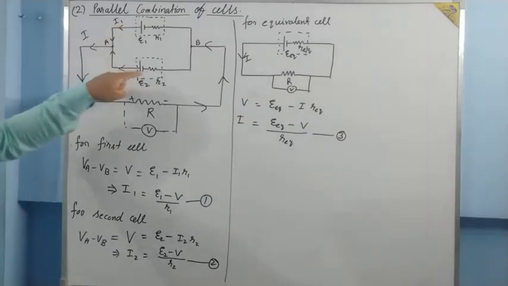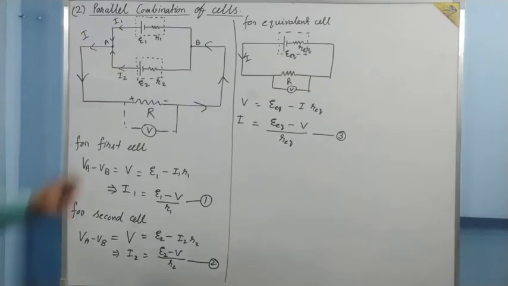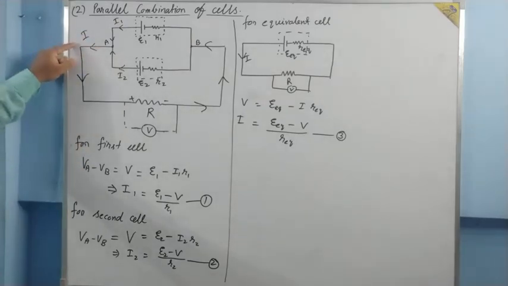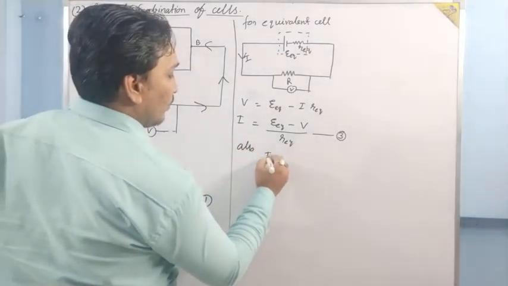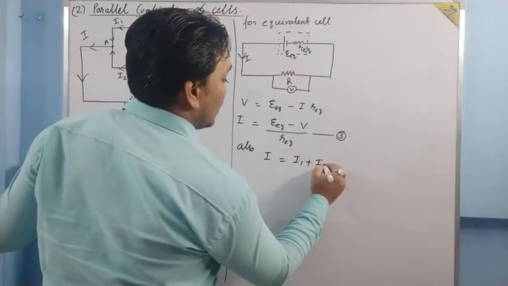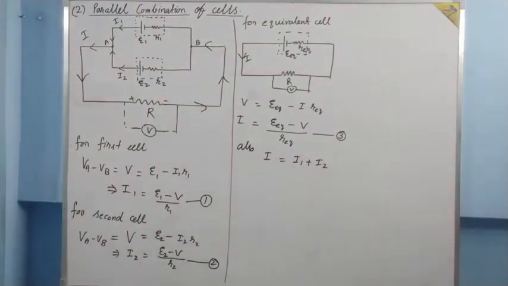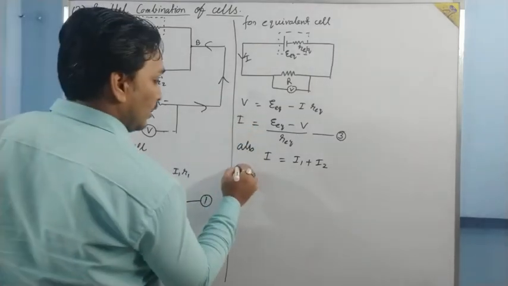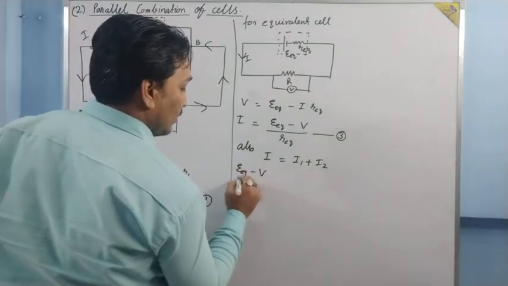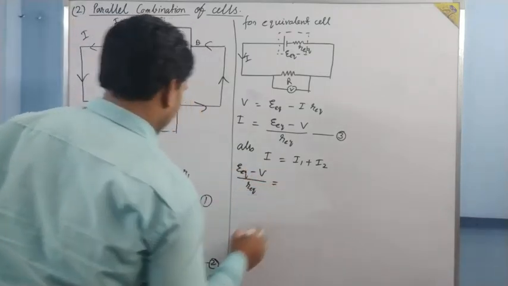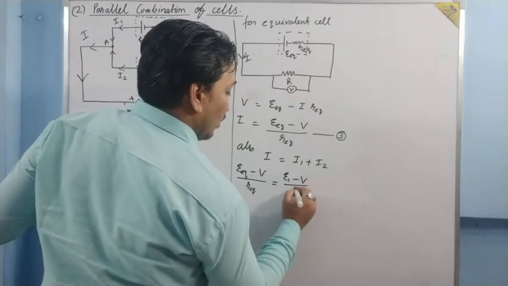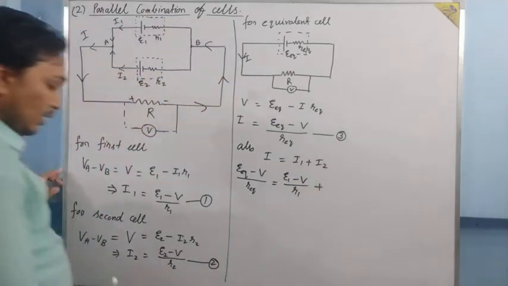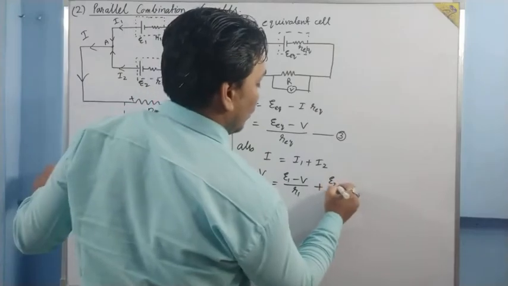This current I1 and this current I2, when they add up to each other, result in a current I. So from the circuit we can easily write I is equal to I1 plus I2. Now let us put the value of I1 and I2 from equations number 1, 2 and 3. The value of I is E equivalent minus V upon R equivalent, which is equal to I1, E1 minus V upon R1, plus the second, E2 minus V upon R2.